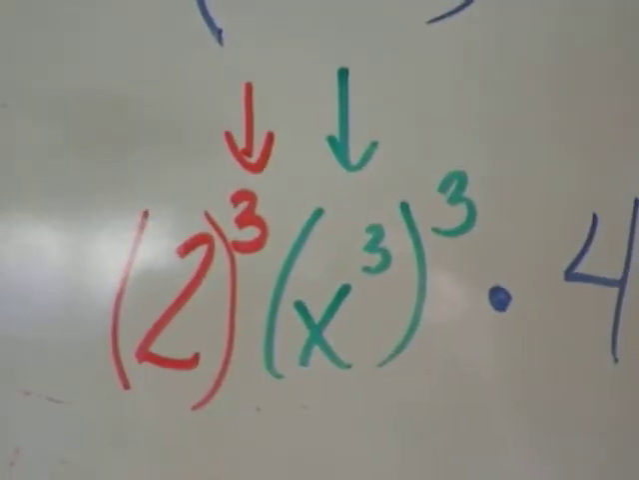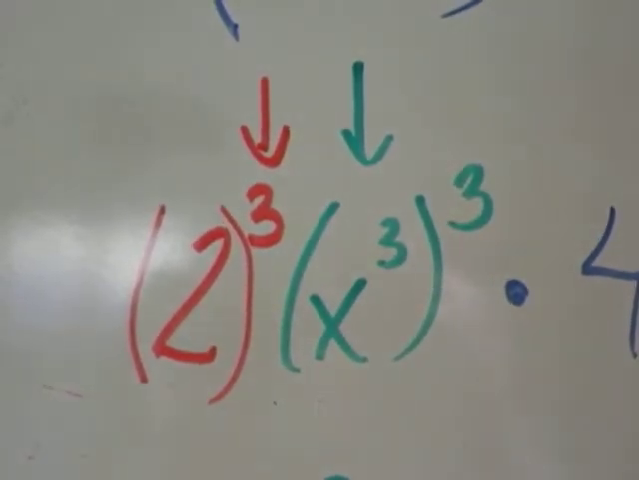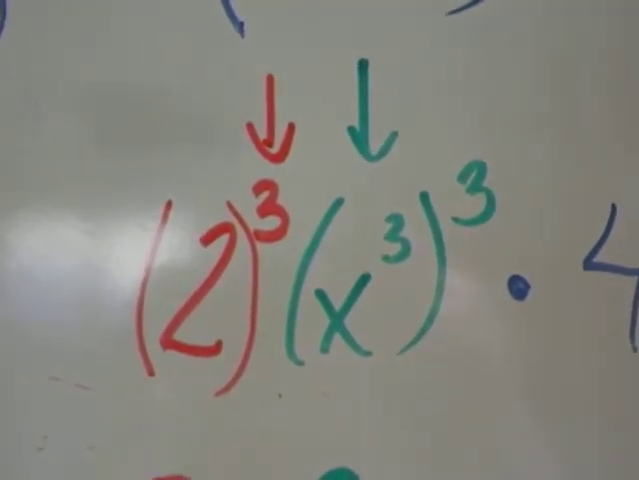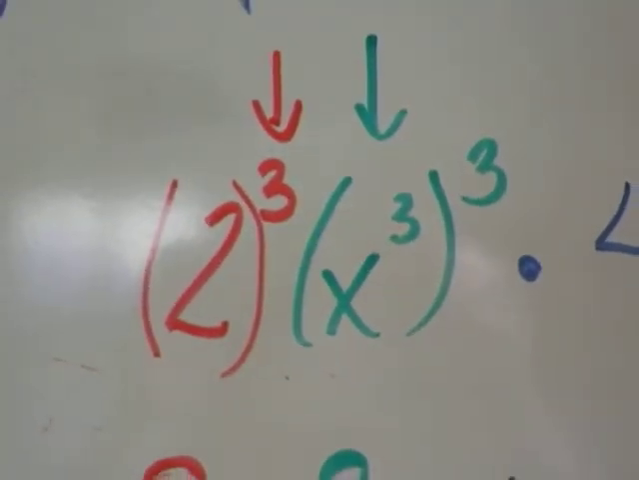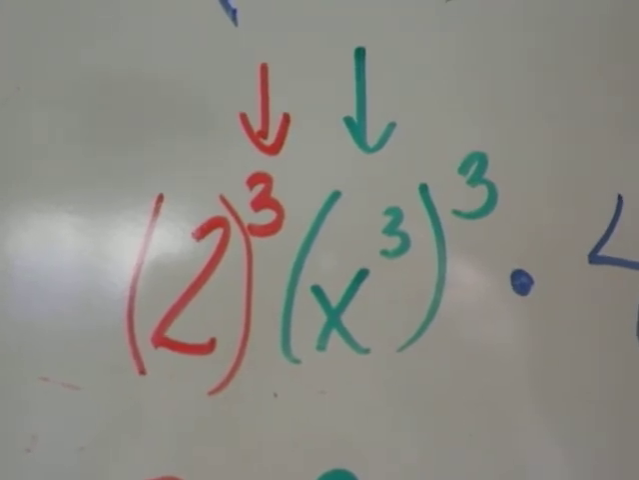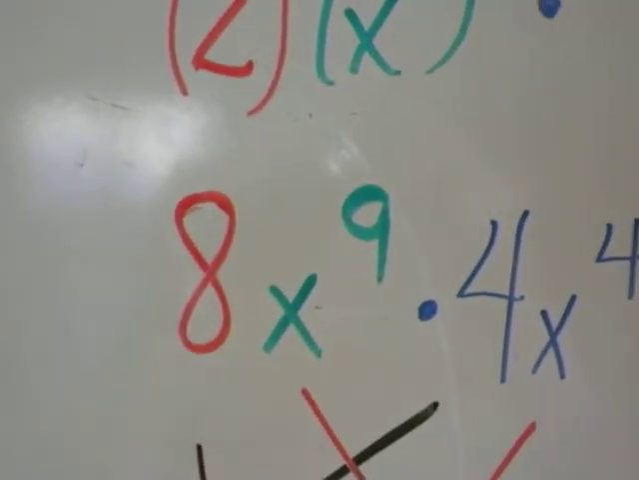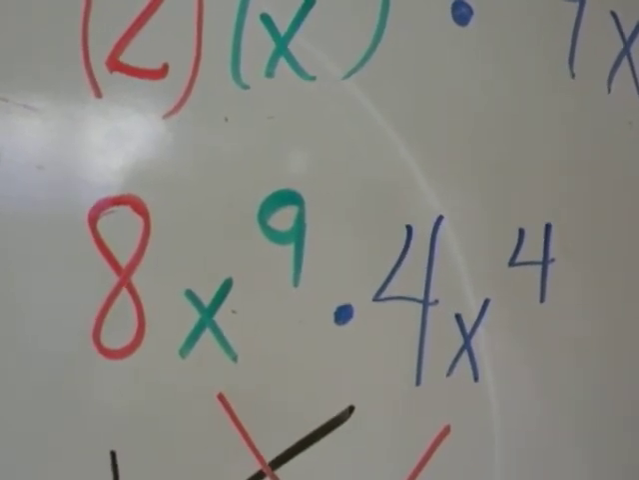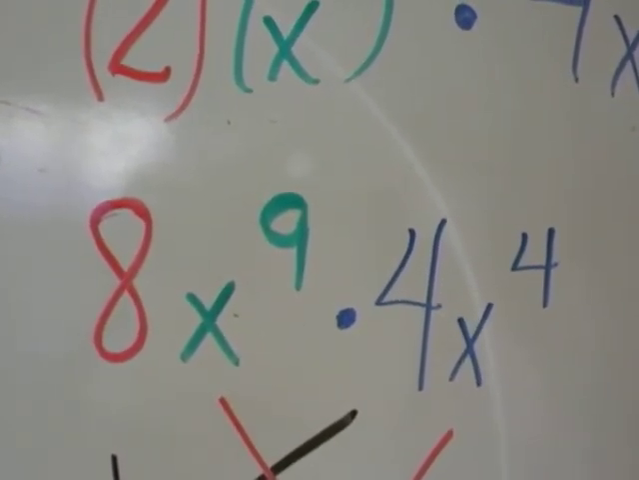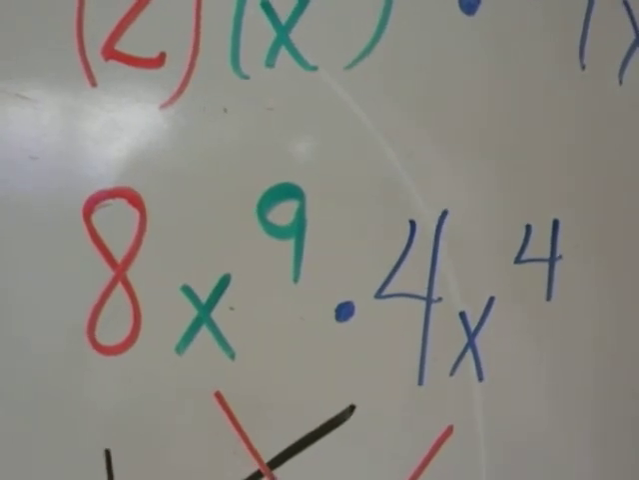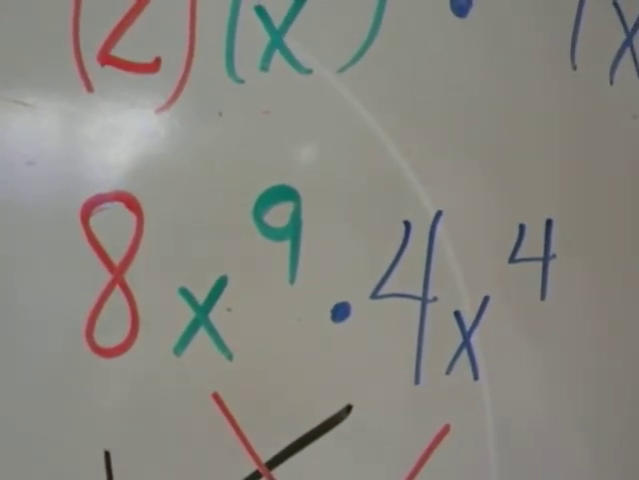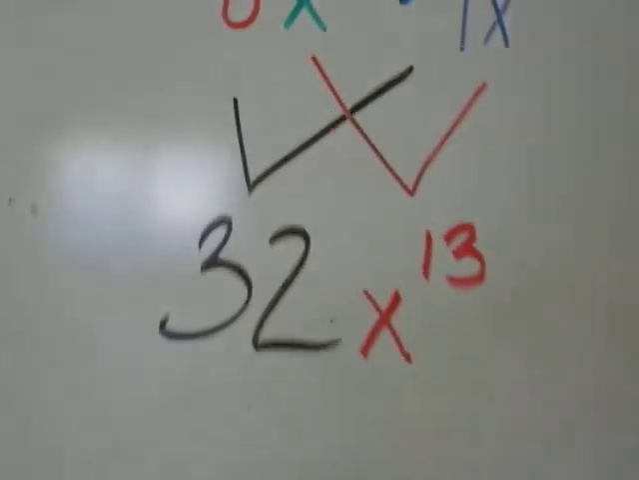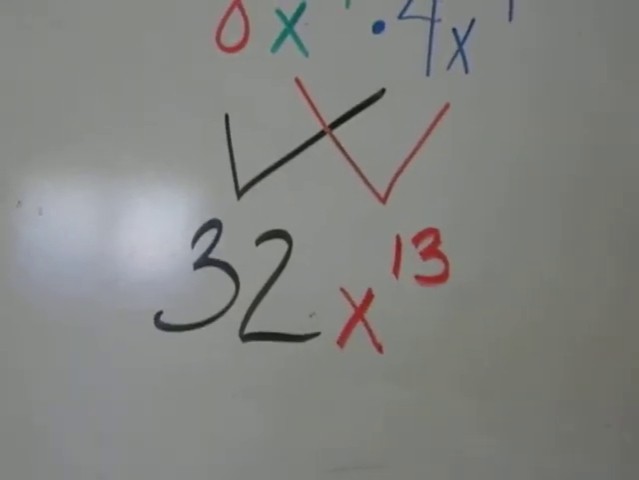2 cubed means what's 2 times 2 times 2, or 8. And x to the third raised to the third power is the situation when we multiply, so it becomes x to the ninth. Again, remember to bring down your 4x to the fourth. Now multiply 8 and 4 to get 32. Add the 9 and the 4 because they're on the common base of x, and you get a final answer of 32x to the 13th.